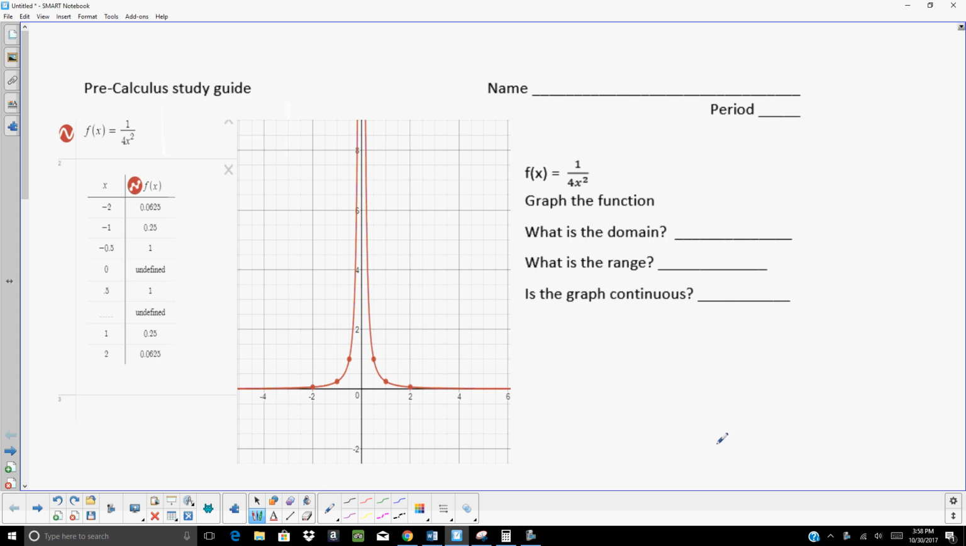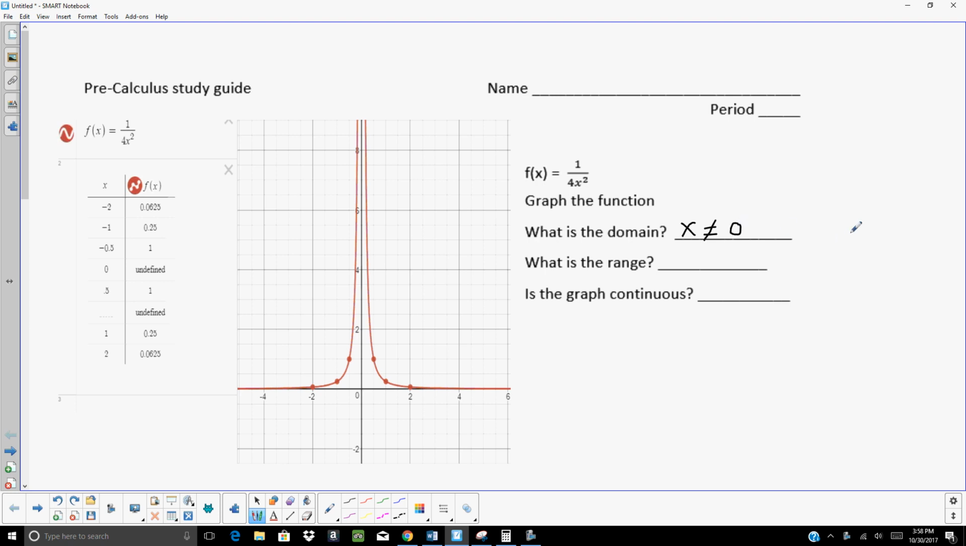All right, let's go through the study guide for Unit 2. The first one, I actually use Desmos, but there is a t-table, and on a test, that's all you'd have to do is a quick t-table. You know that there's going to be an asymptote at x equals 0 because the graph is undefined there, so your domain is all real numbers except x cannot equal 0.